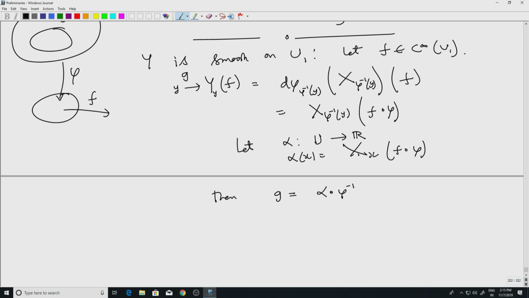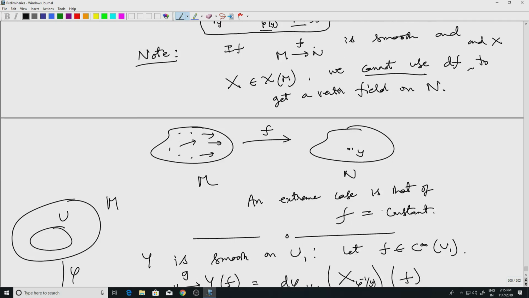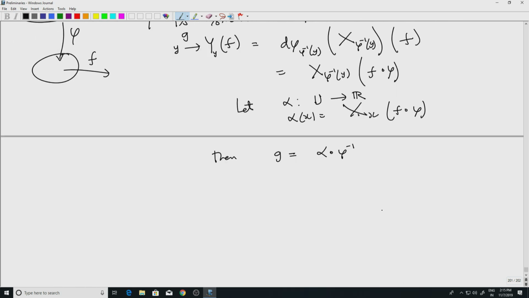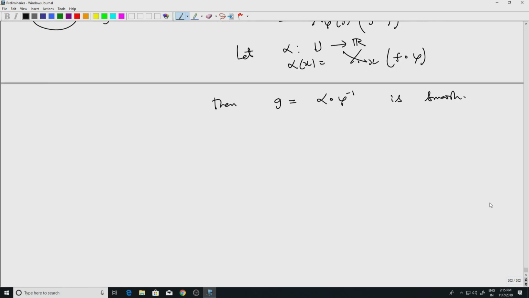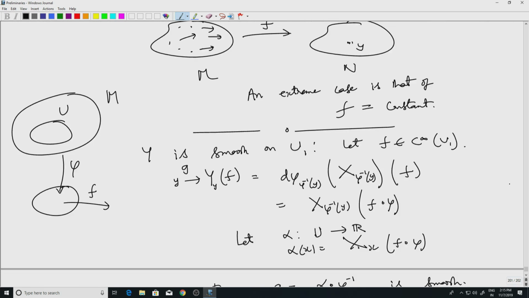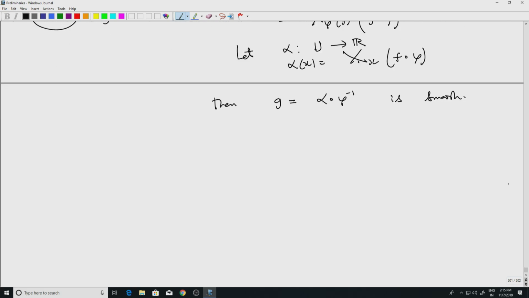And we know that the smoothness of the vector field by definition means that this alpha is a smooth map, and since phi inverse is smooth because phi is a diffeomorphism, therefore G is smooth. Right, so it's immediately clear that this transferred vector field on U1 is also smooth.